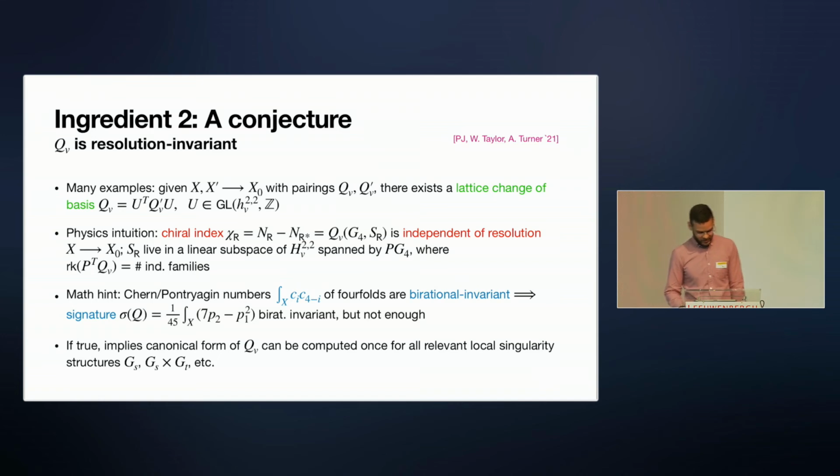There's also a hint from mathematics, namely that the Chern numbers or Pontryagin numbers of fourfolds are birational invariant. So they're not only topological, but they're independent of a choice of resolution. And you can write down the signature, which you can think of as the signature of the pairing Q, thought of as a matrix. It's the number of positive, negative, and zero eigenvalues. And that can be expressed as a linear combination of these. So this is also a birational invariant, but this isn't quite enough to prove this conjecture that QV is a resolution invariant. So it's a bit of a hint, but it's not enough to get you all the way there.